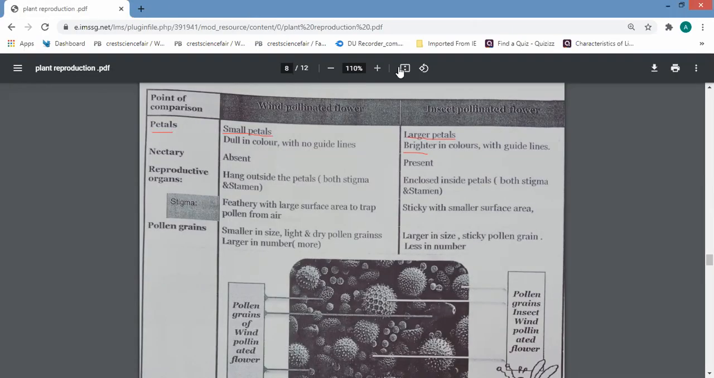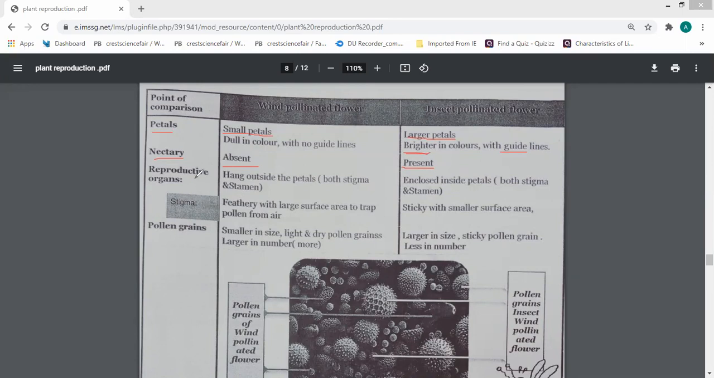So for wind pollination, the petals are small and dull in color with no guidelines, but in case of insects, they must be large in size, with brighter color, and have guidelines to attract the insects. About the nectar, no nectar is required for wind pollination, but it must be present in case of insect pollination to attract the insects.